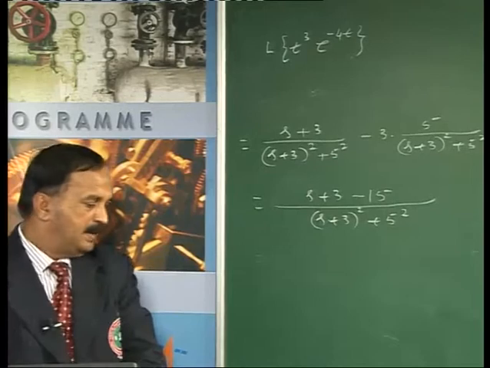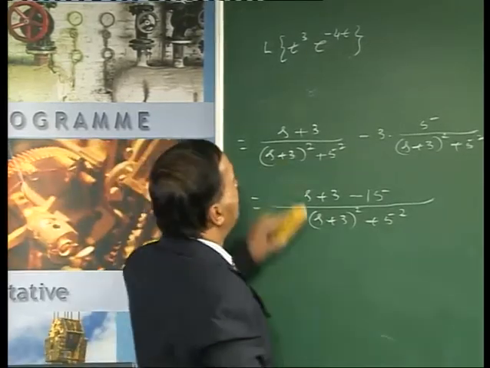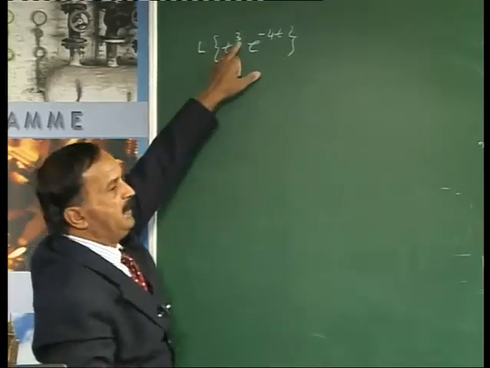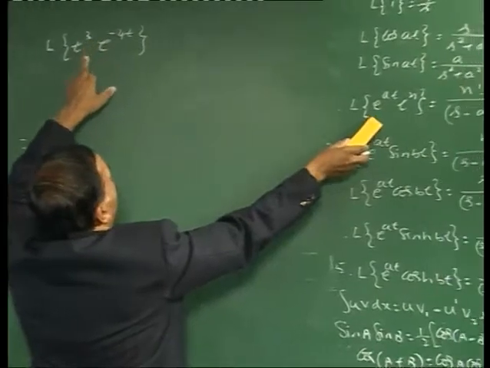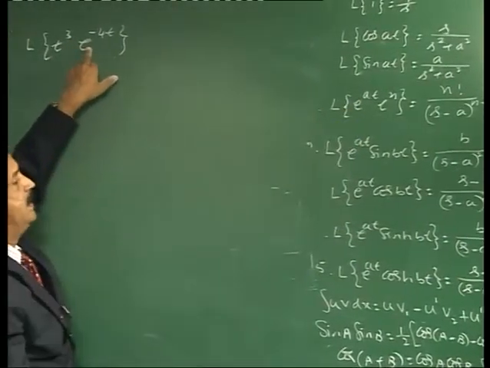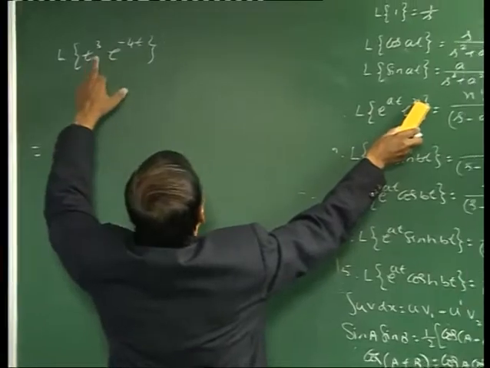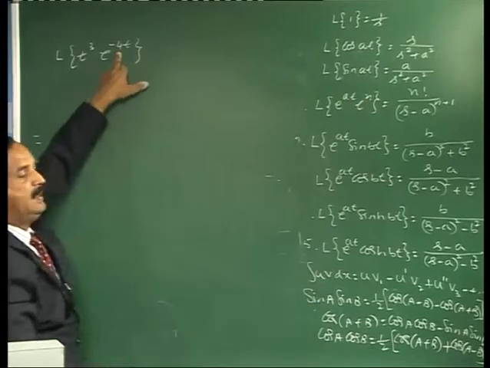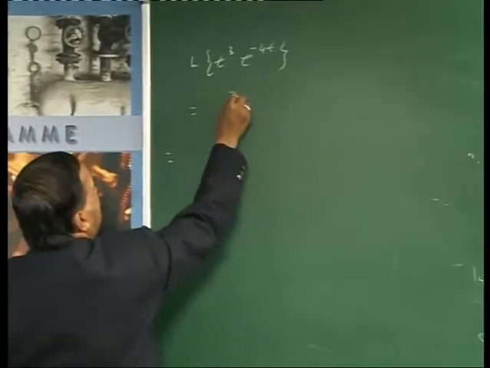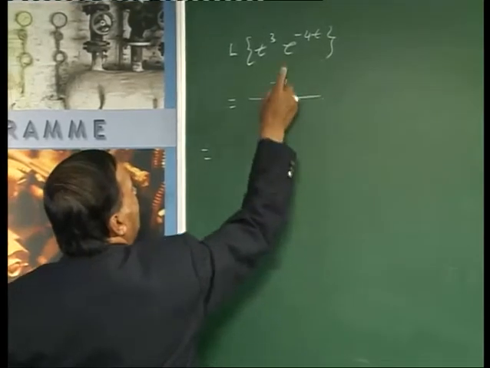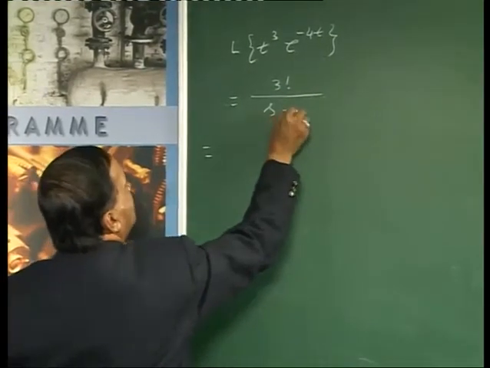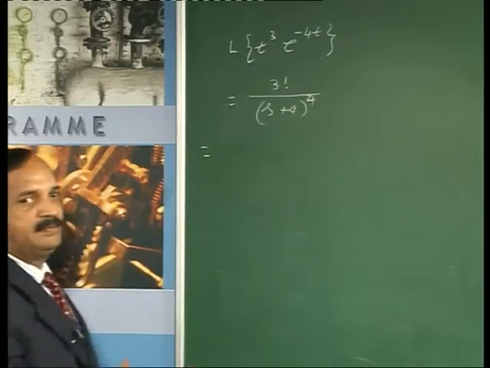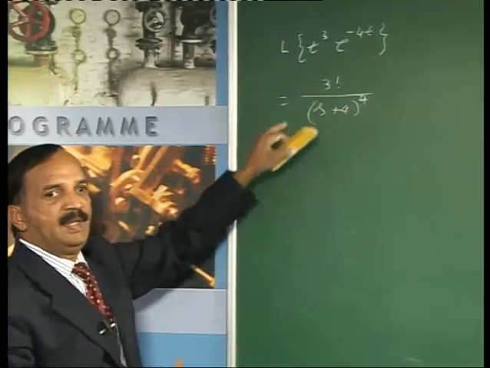Very simple problem. If you know the formula, there is nothing in this problem. Clearly, it is of the form L of t to the power of n e to the power of a t, so we use this formula. Put n is equal to 3 and a equal to minus 4, and you will get the answer. That means n factorial, that means 3 factorial by s minus a, where a is minus 4 here, so s plus 4 whole to the power of n plus 1, which means 3 plus 1, 4. This is the answer. 3 factorial you can write as 6.